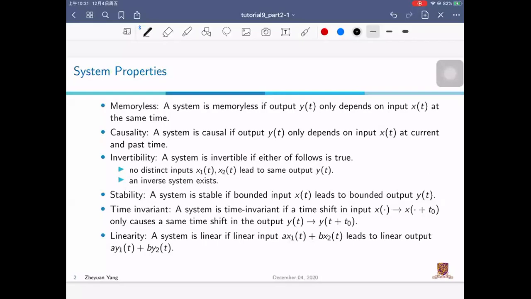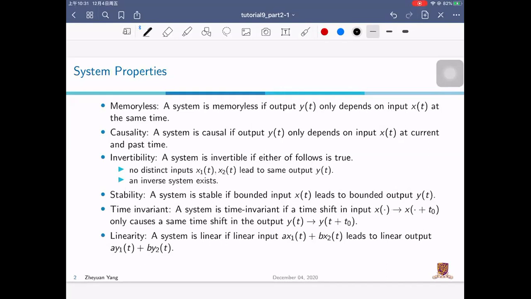A system is invertible if either of the arguments follow. The first one is that no distinct inputs x1 of t and x2 of t will lead to the same output y of t. And the second argument is that an inverse system exists. And the third one, the fourth one is the stability. The system is stable if the bounded input x of t will lead to the bounded output y of t.